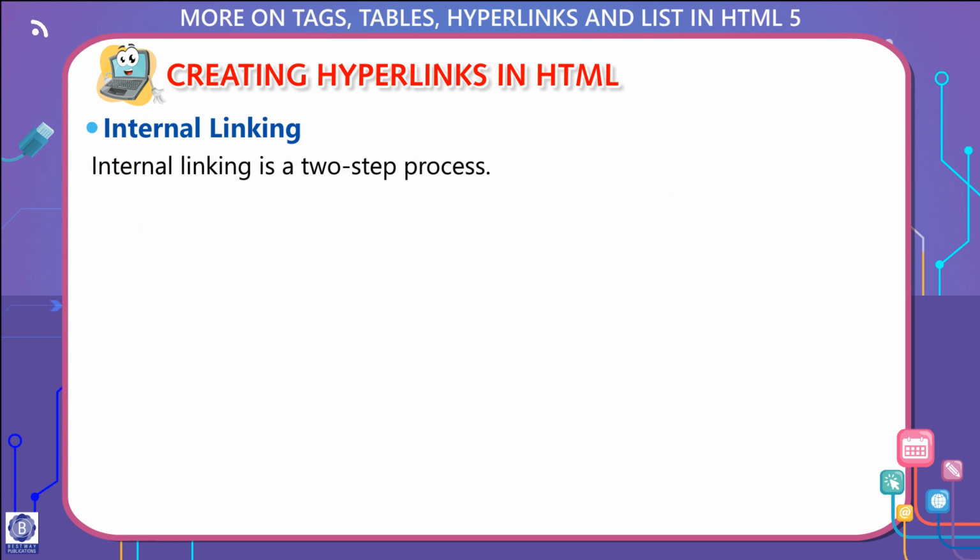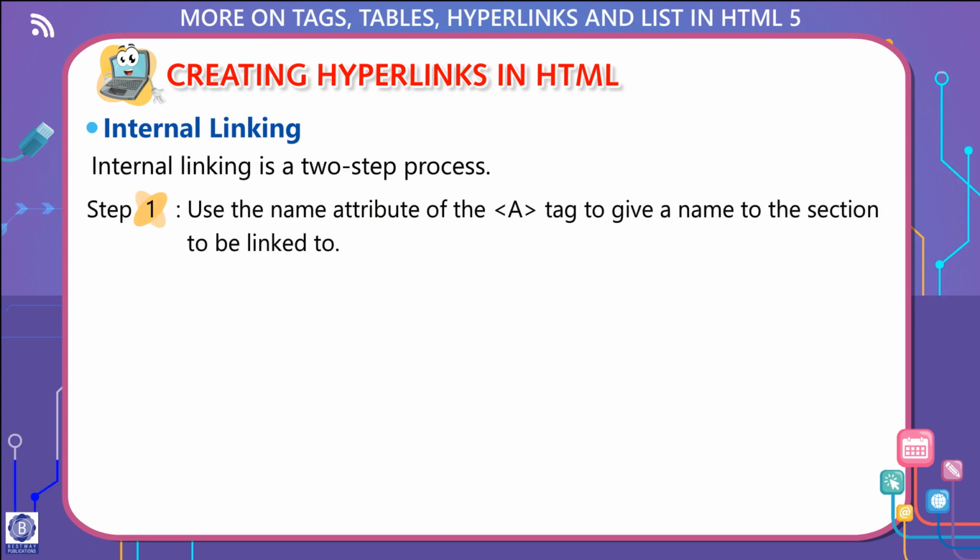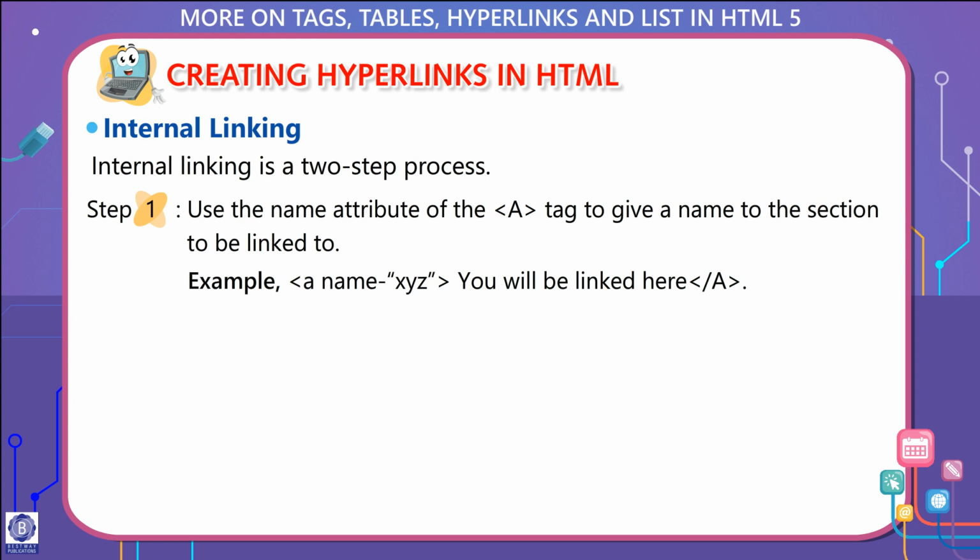Internal linking is a 2-step process. Step 1. Use the name attribute of the A tag to give a name to the section to be linked to. Example, <a name="XYZ">You will be linked here</a>.